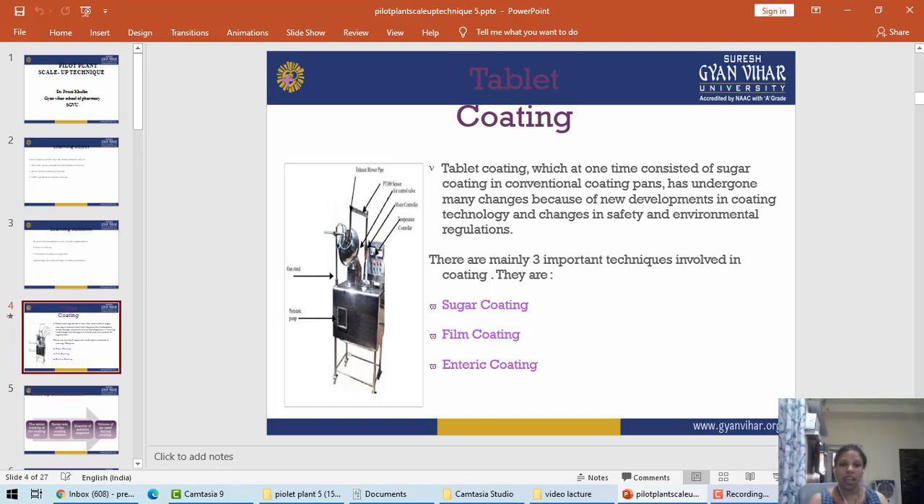Now, there are three basic types of coating: sugar coating, film coating and enteric coating.